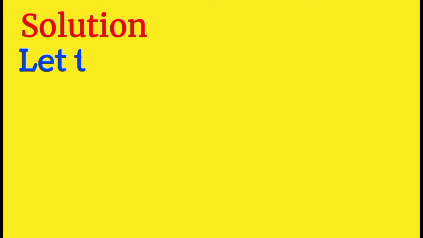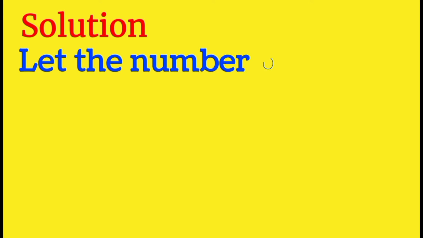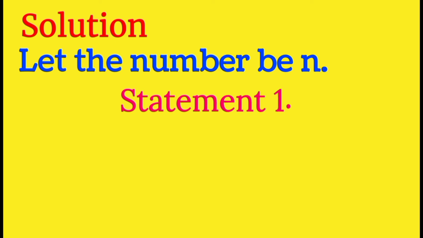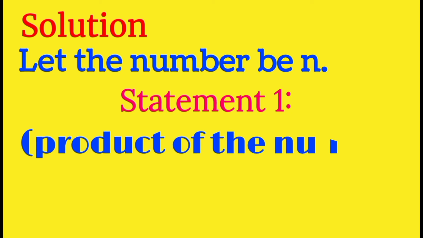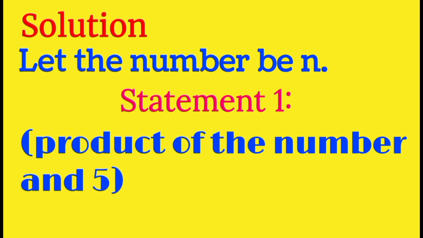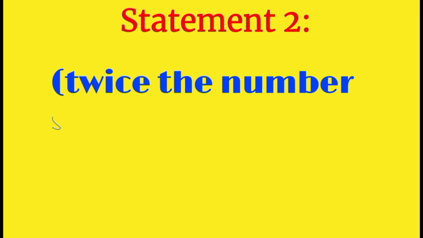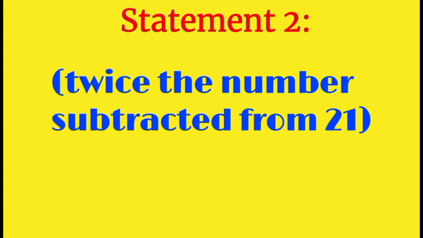So the first thing you are going to do is to attribute a letter to the unknown number by saying, let the number be n. Then if you take the first statement in that very example, which says product of the number and 5, this simply means we are going to have 5 times n, which will give us 5n. Then we go back to that question and take the second statement. The second statement says twice the number subtracted from 21.